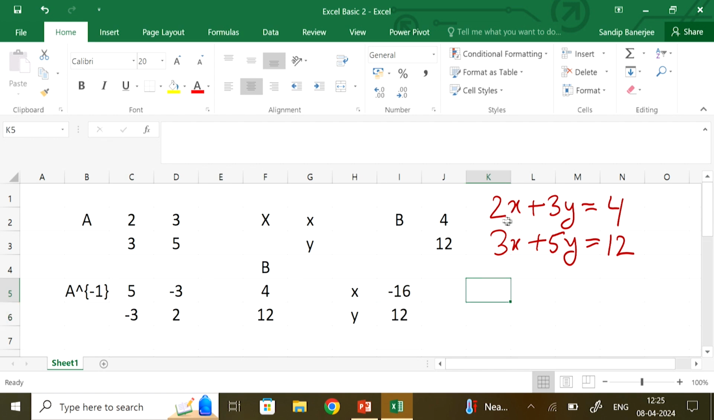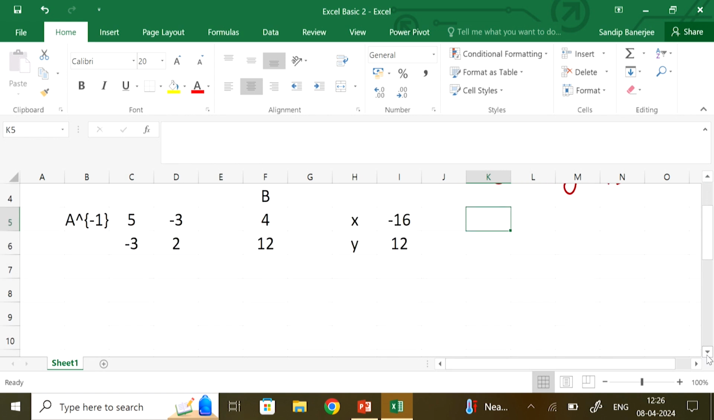So, you have a linear equation 2x plus 3y equal to 4 and 3x plus 5y equal to 12, and you use the matrix method x equal to A inverse B, where your A inverse exists, and this is how Microsoft Excel solves the equation.